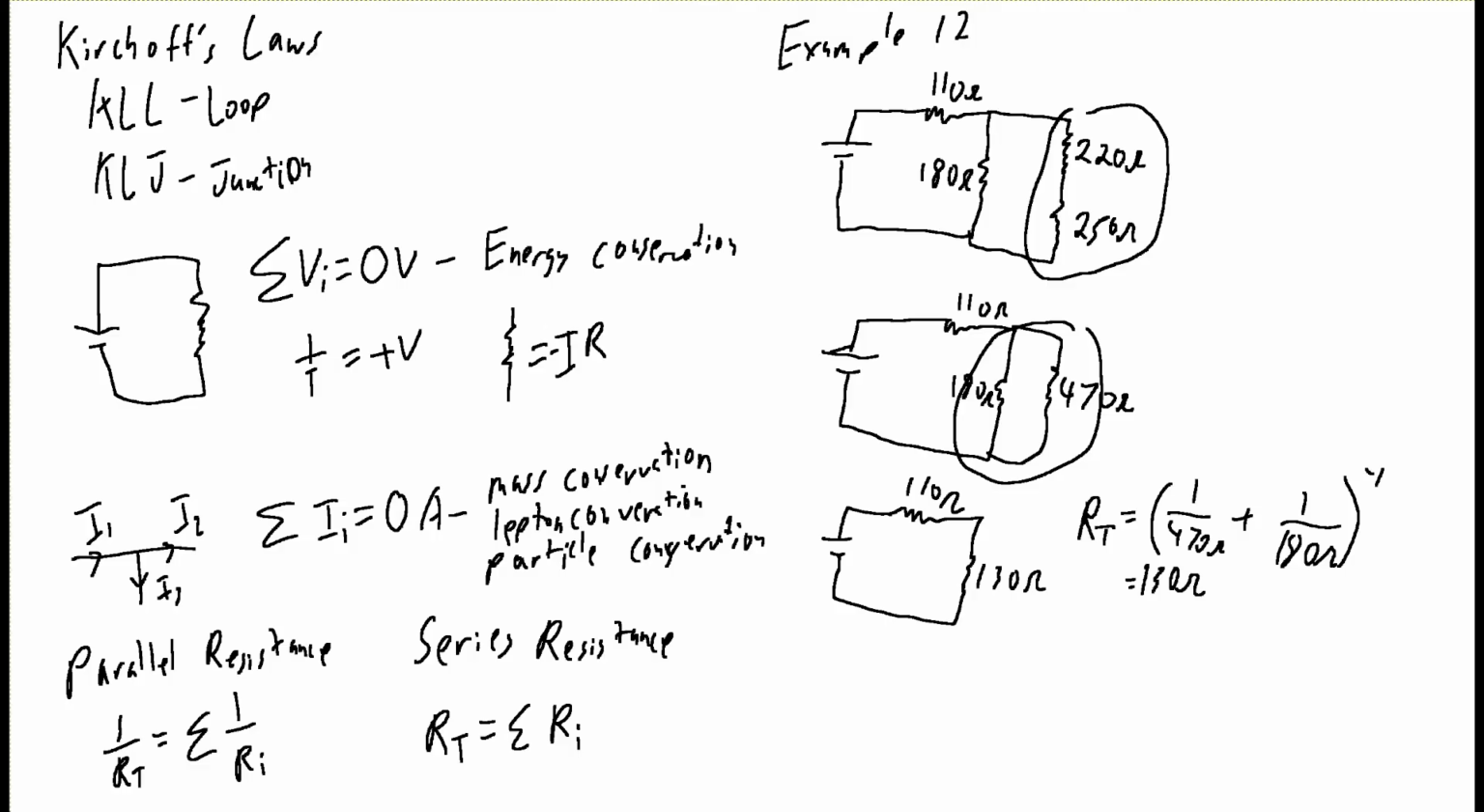I heard something. What was that? How come we're doing the inverse? This inverse right here? Yes, the RT. The 1 over 470. Yeah, so this goes back to our parallel resistance right over here. And so we want this RT guy right here. So it was 1 over RT is equal to 1 over 470 ohms plus 1 over 180 ohms, like so.